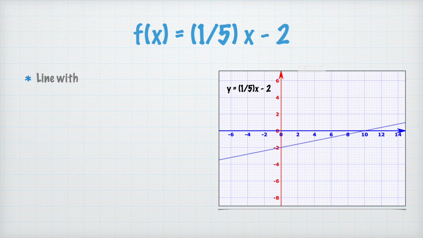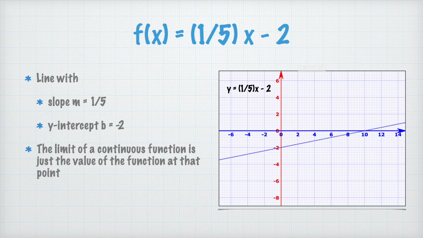So looking at the function, we can see that it's a line with a slope of 1/5 and a y-intercept of -2. Now, if you've studied limits at all, you know that the limit of a continuous function is just the value of the function at that point. And since f of 5 equals -1, we do know that the value of the limit is also -1.